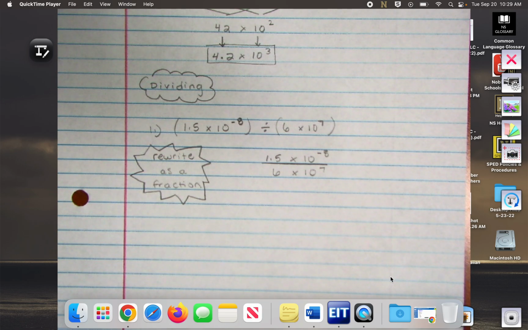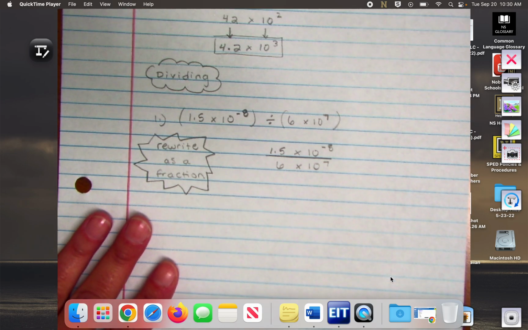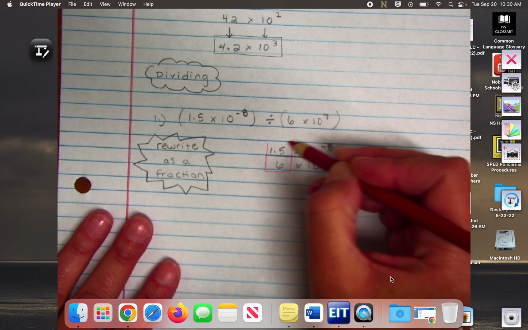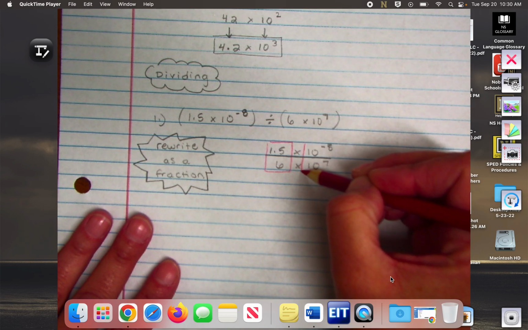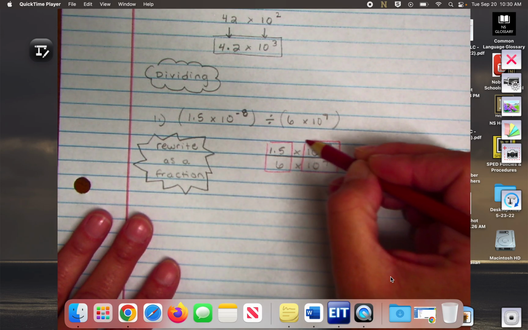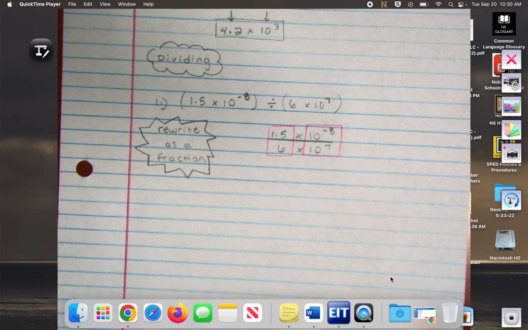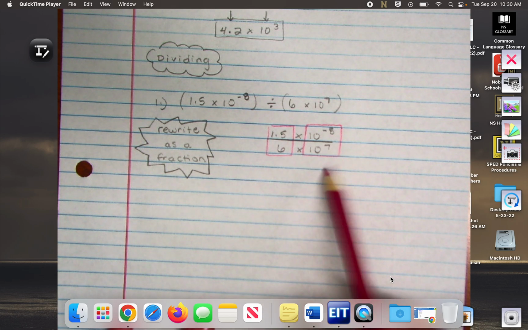Kendall, did you get this written down? So what I'm going to do here is take my color pencil and put this into two division problems. 1.5 divided by 6, and 10 to the negative 8 divided by 10 to the 7. And that's how you do division with scientific notation. You do two separate problems.